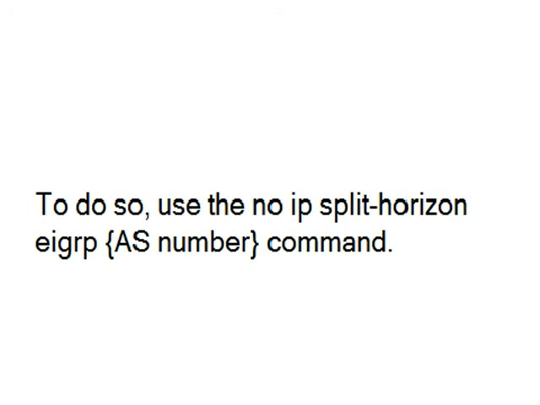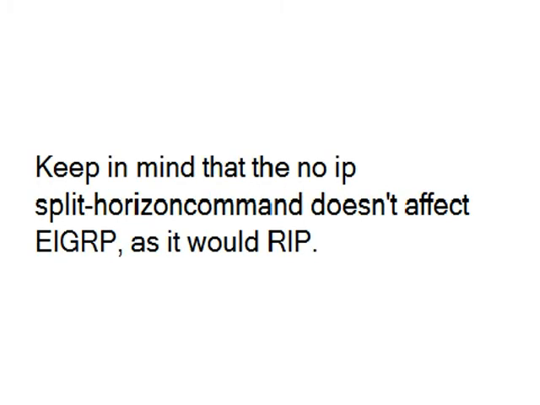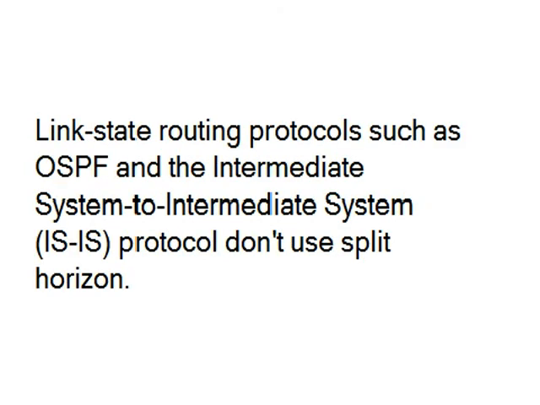To do so, use the no ip split-horizon eigrp as-number command. Keep in mind that the no ip split-horizon command doesn't affect EIGRP as it would RIP. Link state routing protocols such as OSPF and the Intermediate System to Intermediate System, IS-IS, protocol don't use split horizon.